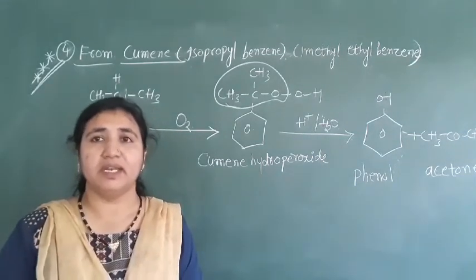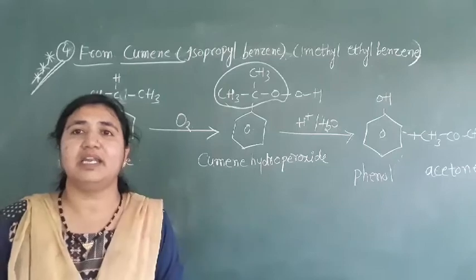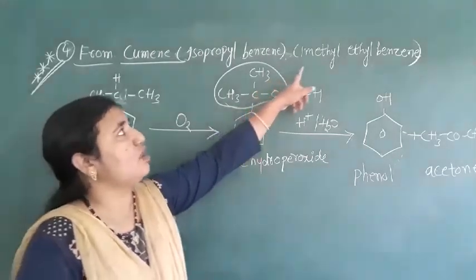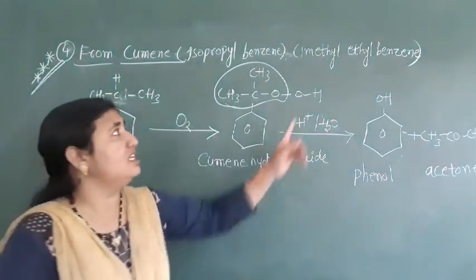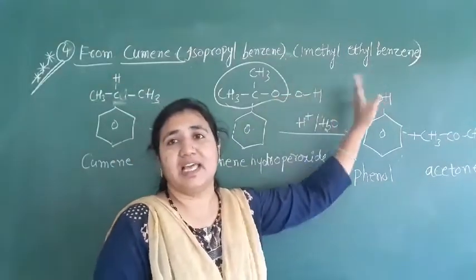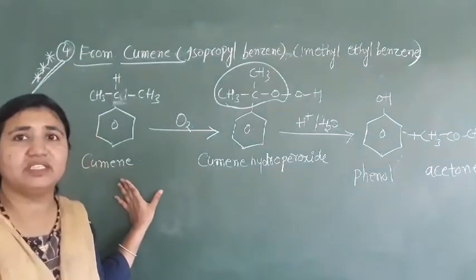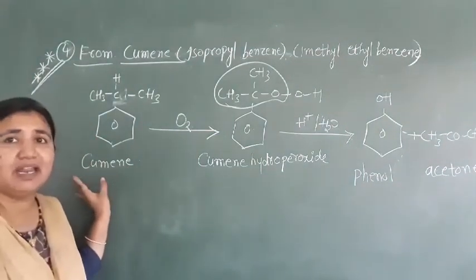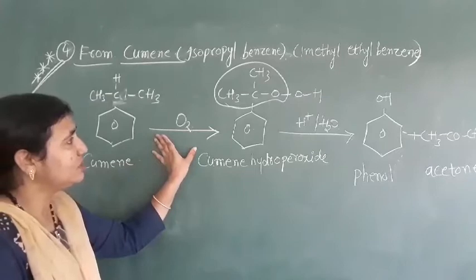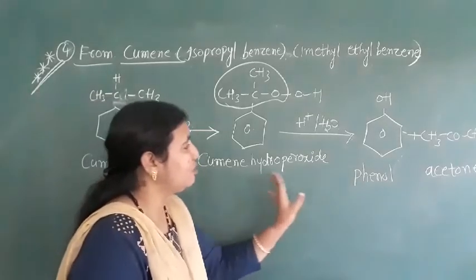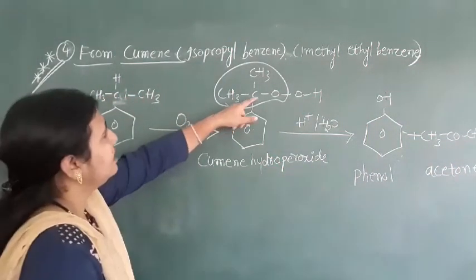What is cumene here? They gave options for the another name of cumene: 1-methyl ethyl benzene or 2-methyl ethyl benzene, like this 4 options were given. In that the correct option is 1-methyl ethyl benzene. So this is a very important reaction, the cumene process, and you have to remember and practice it. Cumene, isopropyl benzene, gets oxidized and forms cumene hydroperoxide. In between carbon and hydrogen, you just have to add this oxygen.